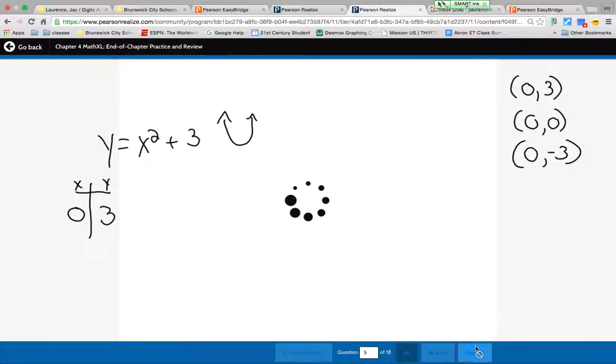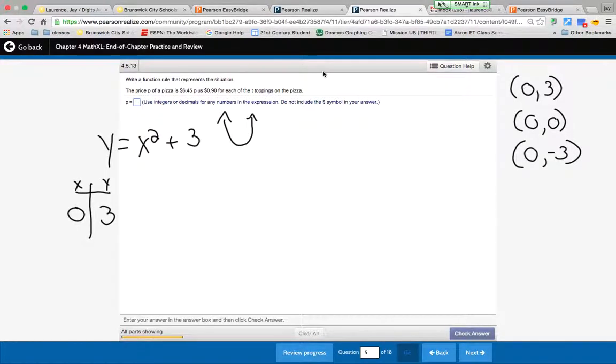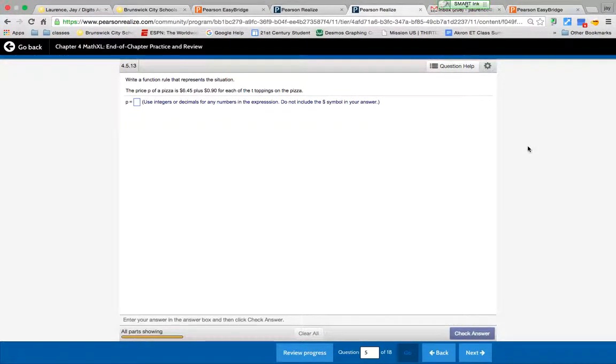All right, I want to do number 5. And before I do that, I got to get rid of all this. All right, very good. Okay, the price of pizza is $6.45 plus 90 cents for each of the T toppings on the pizza.